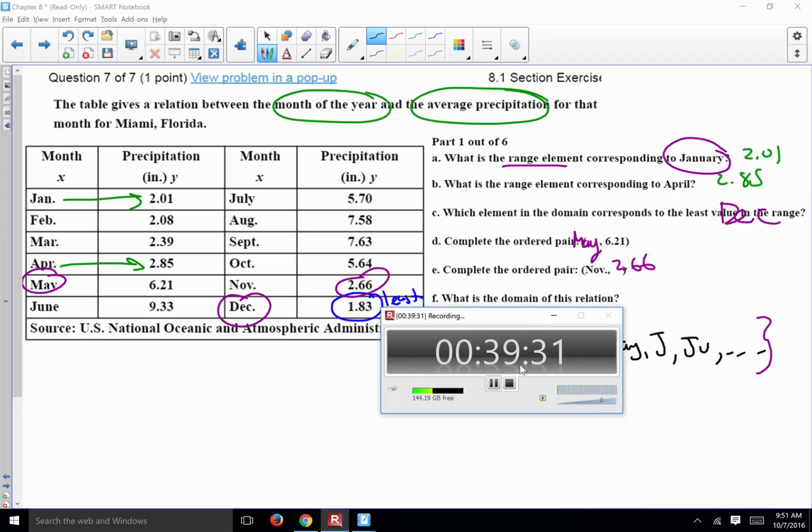So you just want the range in the domain? No, I didn't pick the question yet.